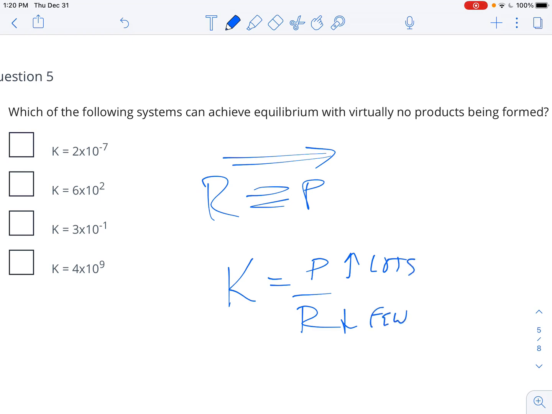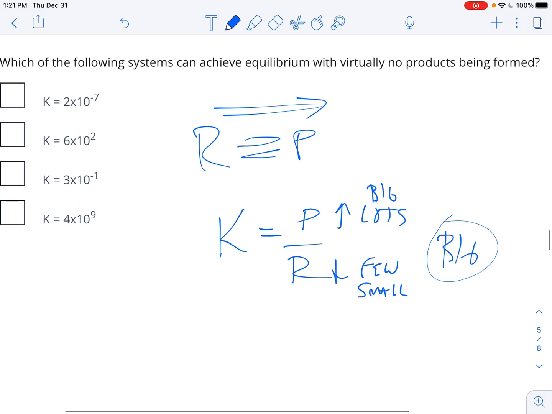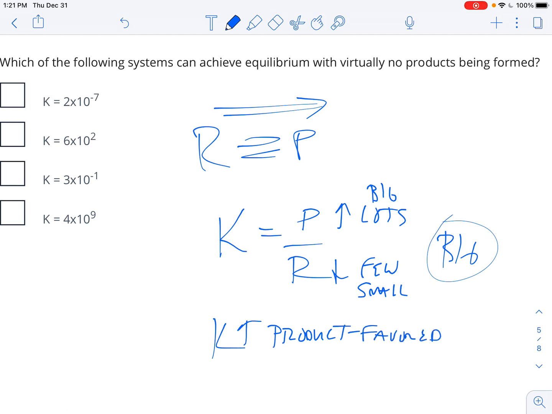Then your K value is going to be a big number divided by a small number. And what happens when you have a big number divided by a small number? You end up with a big number. So if you have a K value that is large, then that means it is a product-favored reaction, which means it likes to go to the right-hand side as written.